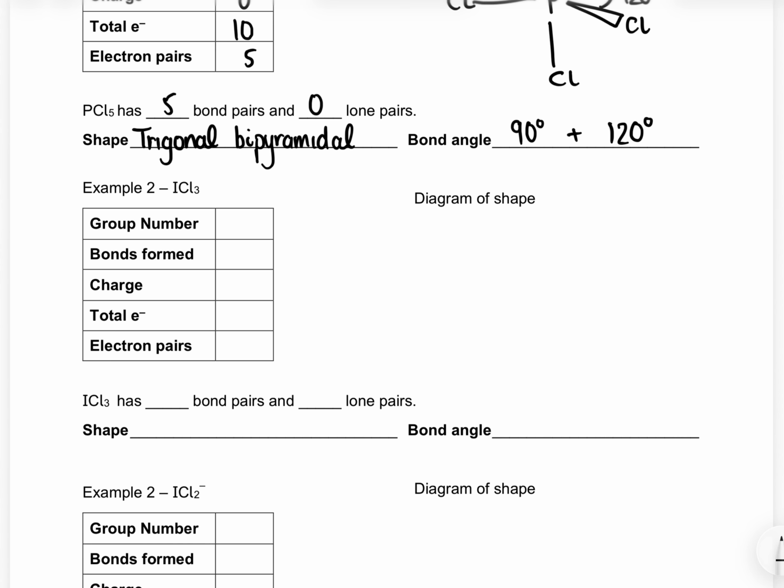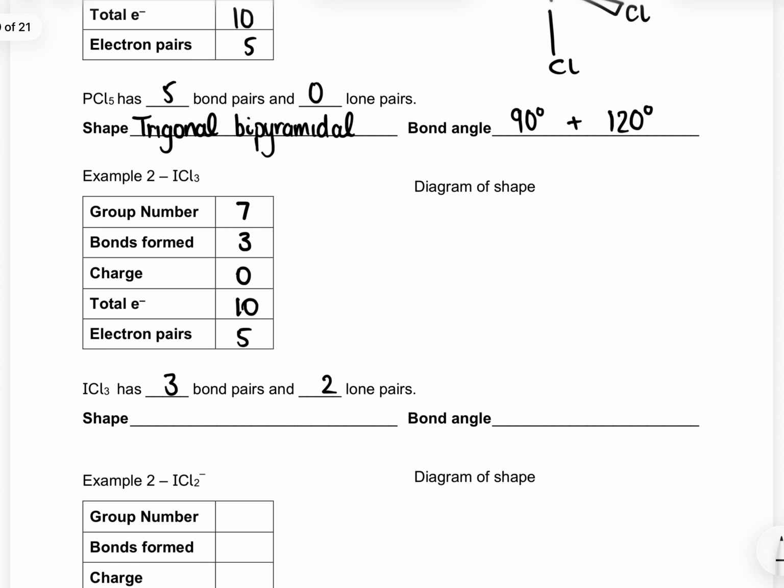So next one, I, group 7, 3 Cls, no charge, 10 electrons, 5 pairs, but only 3 Cls, 3 bond pairs and 2 lone pairs. Now 3 bond pairs and 2 lone pairs can take up 2 different shapes depending on how you want to think about it. Both will be marked right in an A-level exam. Now the lone pairs are going to try to repel each other more. So one lone pair repels another lone pair more than a lone pair repels a bond pair, but that's more than a bond pair repels a bond pair.